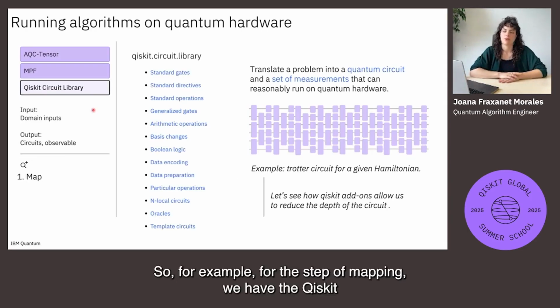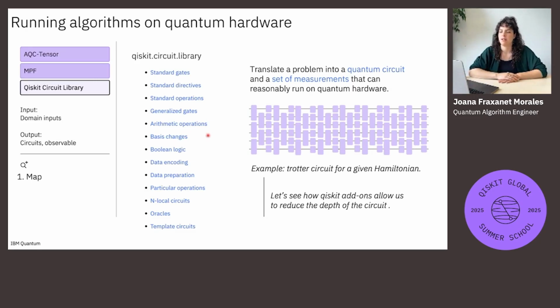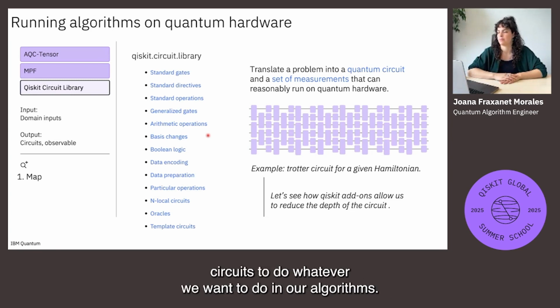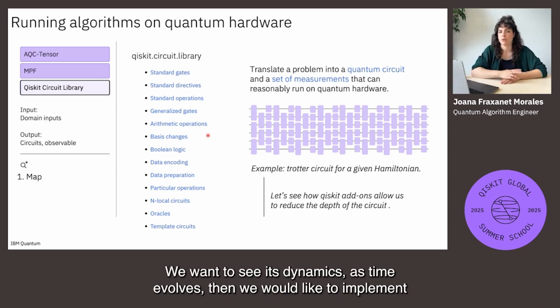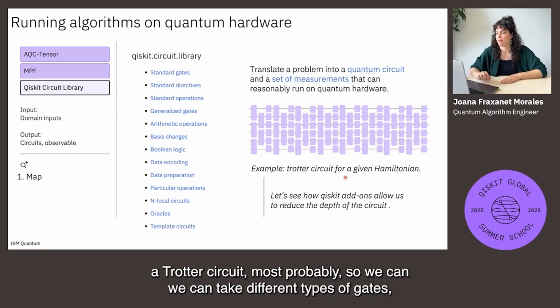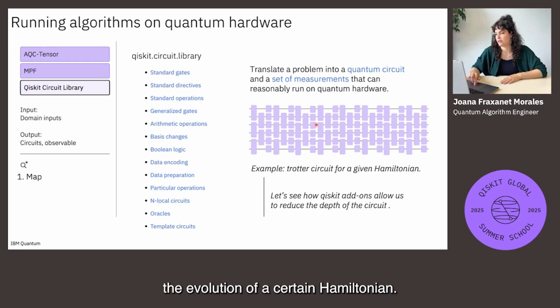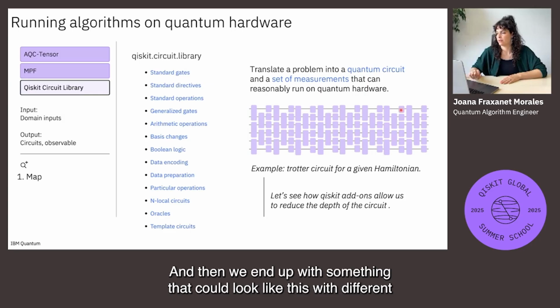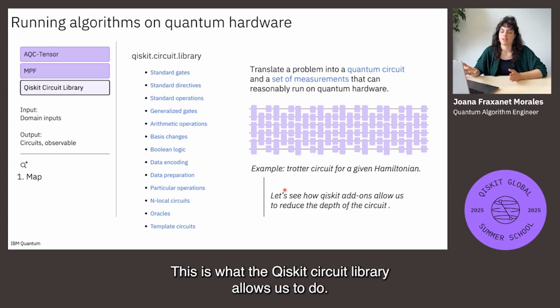So, for example, for the step of mapping, we have the Qiskit circuit library that gives access to a set of operations and a set of gates that we can use to build our own quantum circuits to do whatever we want to do in our algorithms. For example, imagine that we want to implement time evolution of a certain quantum system. We want to see its dynamics as time evolves. Then we would like to implement a Trotter circuit, most probably. So we can take different types of gates, or we can also take from the circuit library the evolution of a certain Hamiltonian, and then we end up with something that could look like this with different layers of Trotter steps. This is what the Qiskit circuit library allows us to do.